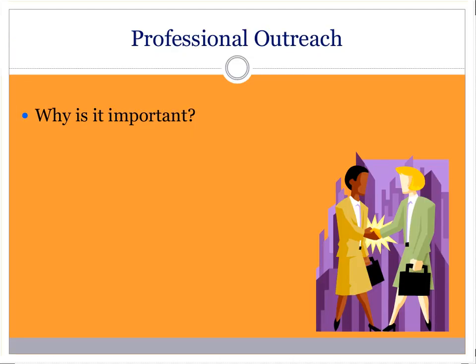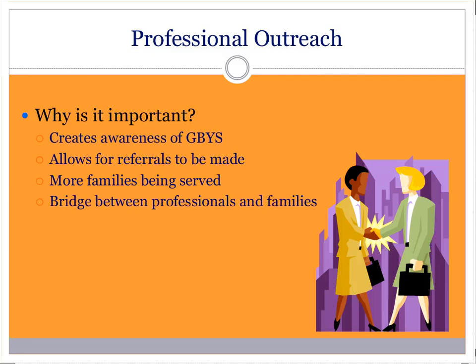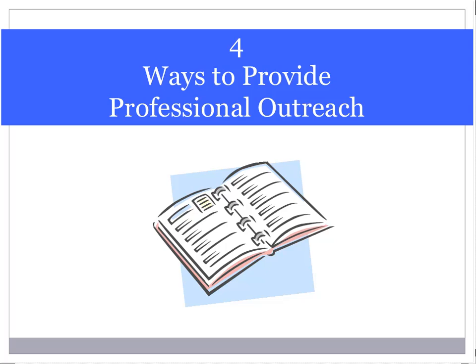So professional outreach, why is it important? It creates awareness of our program. It allows for referrals to be made. More families get served from our program because more people know about us. We offer a bridge between professionals and families, that liaison. And then there's 4 different ways to provide outreach to professionals.